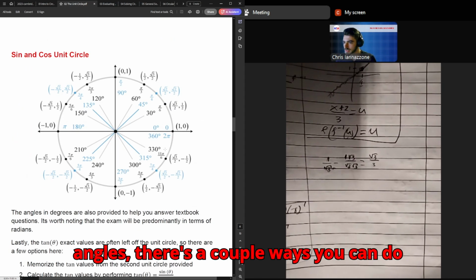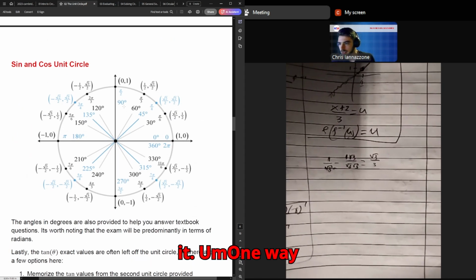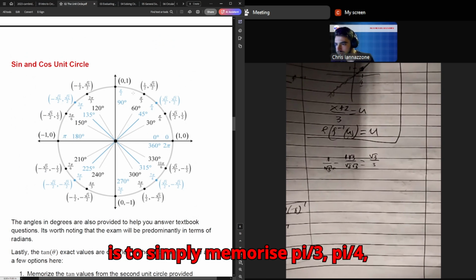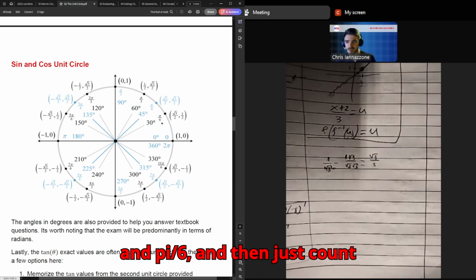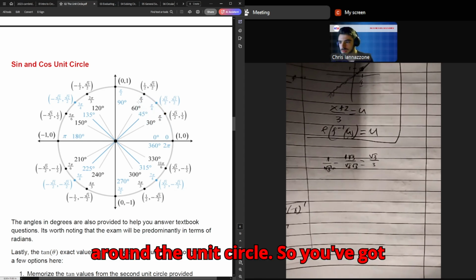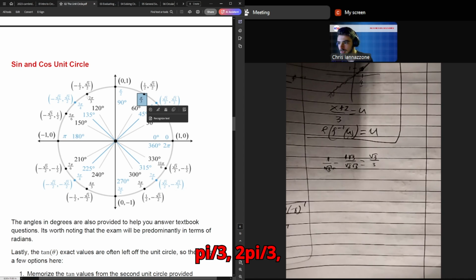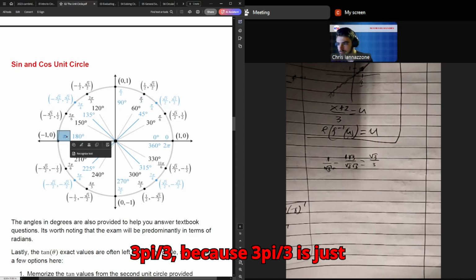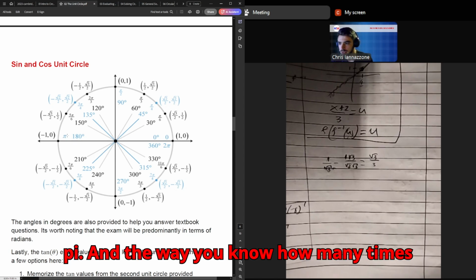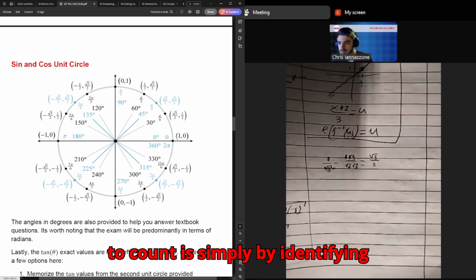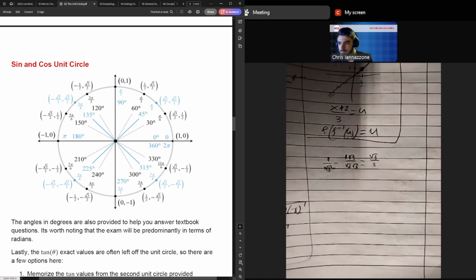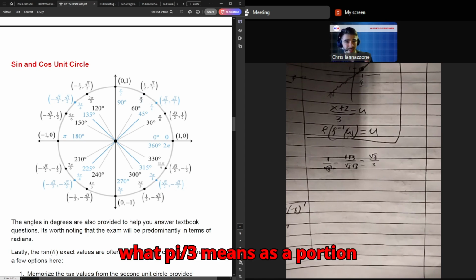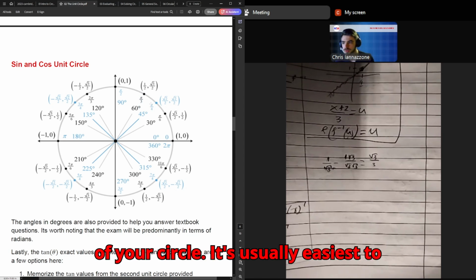As for the angles, there's a couple of ways you can do it. One way is to simply memorize pi over 3, pi over 4, and pi over 6, and then just count around the unit circle. So you've got pi over 3, 2 pi over 3, 3 pi over 3, because 3 pi over 3 is just pi. And the way you know how many times to count is simply by identifying what pi over 3 means as a portion of your circle.